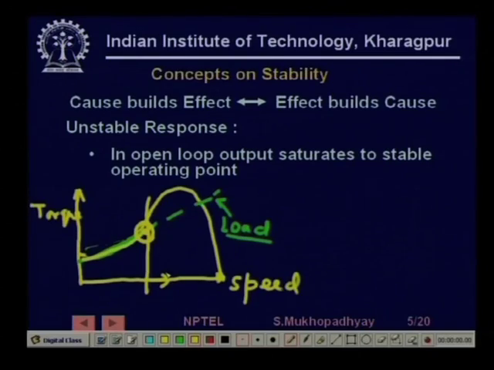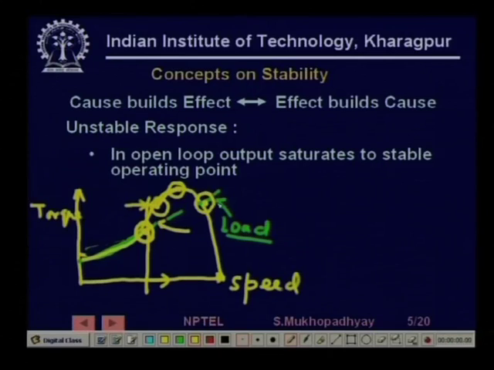But if the speed here is slightly changed, let us say this way, and the motor goes to this position, then the generated torque, which is this one, is more than the load torque given by the green curve. So, now you have extra torque. This extra torque will increase the speed of the motor. So, the motor will go to this point where it has further extra torque, and eventually it will settle at this point.